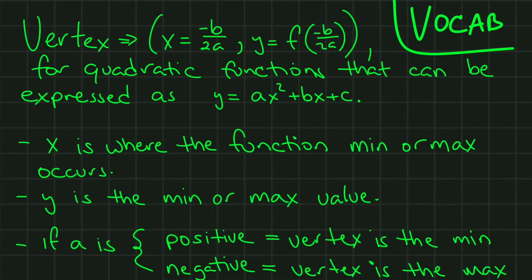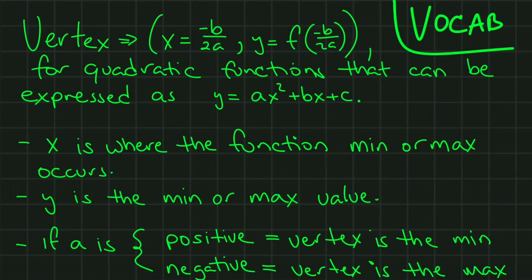Let's go ahead and get started with some vocabulary. The vertex is where x is equal to negative b over 2a, and the y is going to be the f, or the value at where x is equal to negative b over 2a, for all quadratic functions that can be expressed as y is equal to ax squared plus bx plus c. X is where the function has a minimum or a maximum. The y is the actual value of that minimum or maximum.